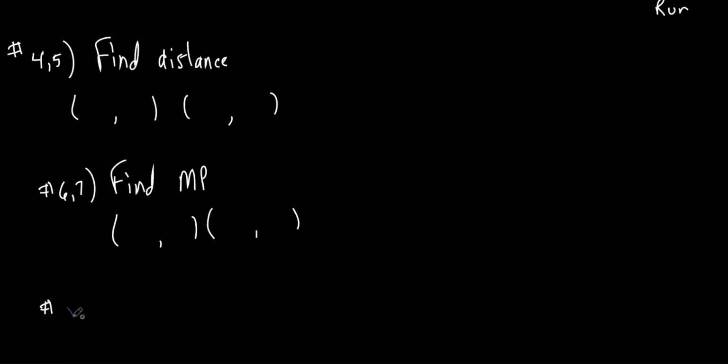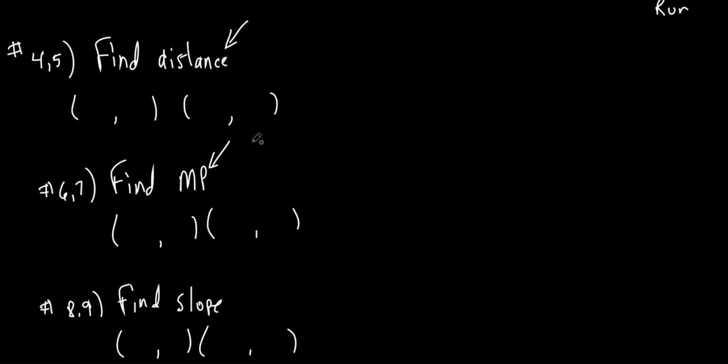And then the last 2 is 8 and 9. What do you think I'm going to ask for on 8 and 9? Find the slope. Again, what am I going to give you? 2 points, and you have to find the slope. We did a bunch of that already today. So make sure you go over it. Make sure that you know the formula for distance and you know how to use it. Make sure you know the formula for midpoint and make sure you know how to use it. Okay?